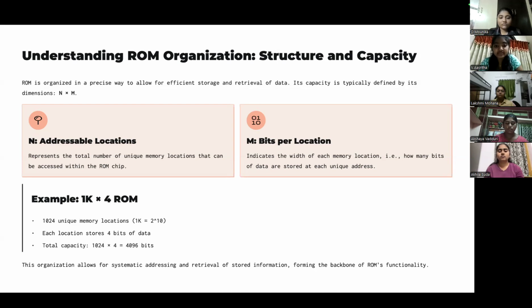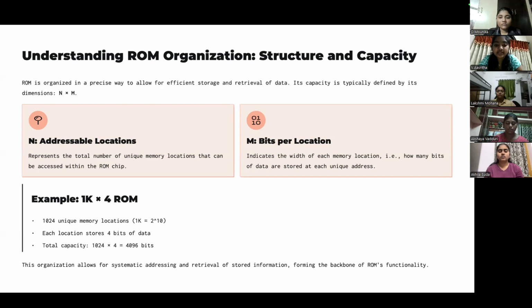To understand this better, let's look at an example. 1K into 4 ROM. Here 1K means 1024 memory locations because 1K is equal to 2 power 10. Each location stores 4 bits, so the total capacity becomes 1024 into 4, which is 4096 bits. This shows how the n into m structure helps ROM provide systematic and reliable access to stored data.